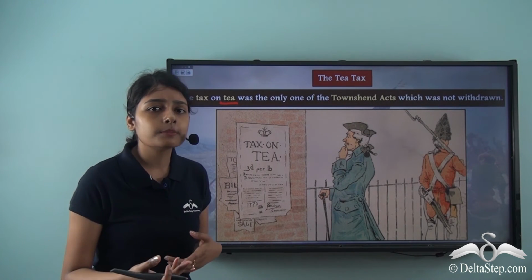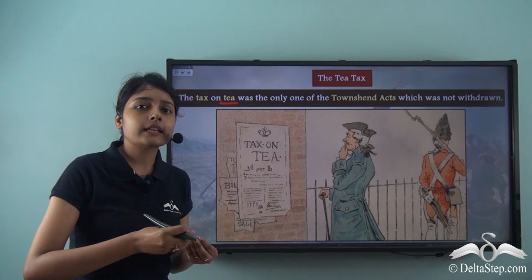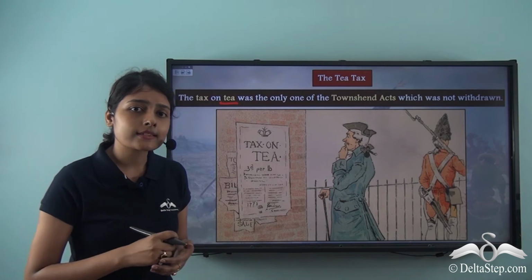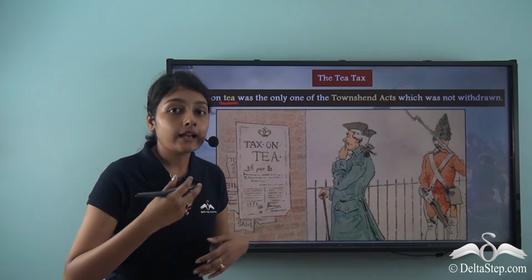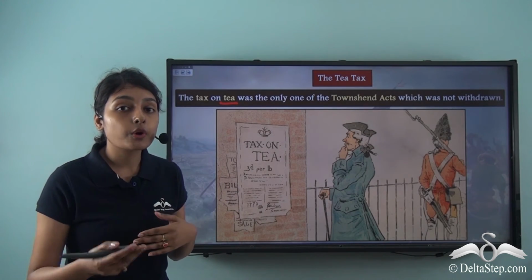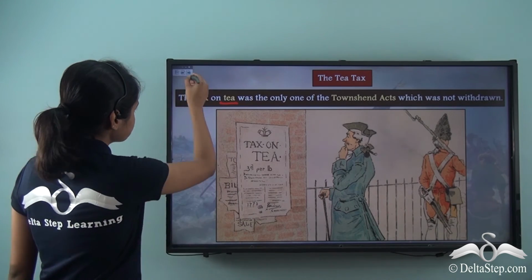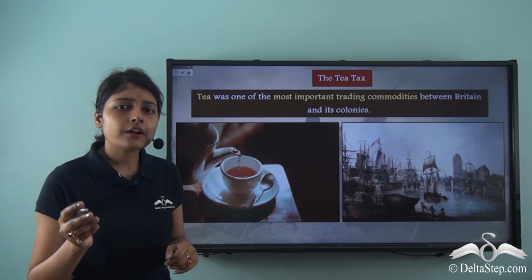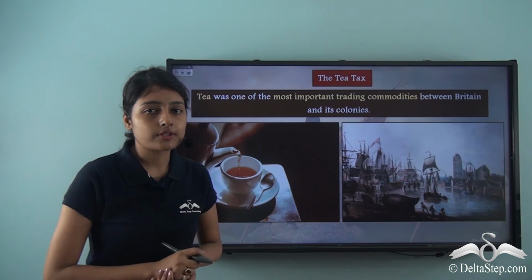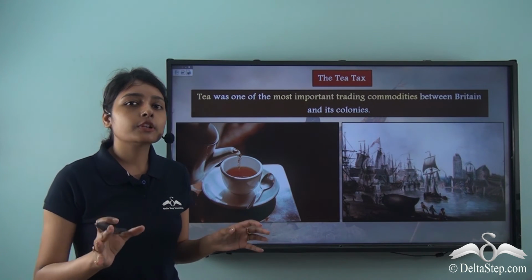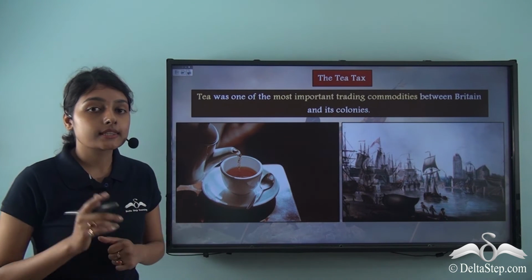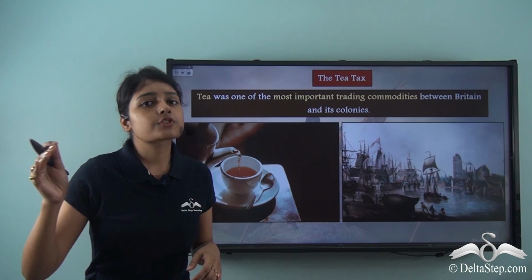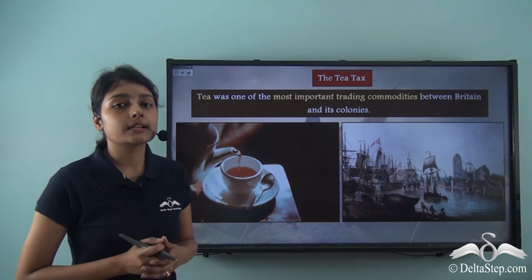Why would the British government do so? It was repealing the taxes on other consumer goods, but why was it still imposing taxes on tea? To understand that, we have to discuss how important tea was. To understand the importance of tea, we would have to go back to the 1700s. Tea was one of the major trading commodities in the 1700s. Tea was grown in China and it was traded to Europe through India.